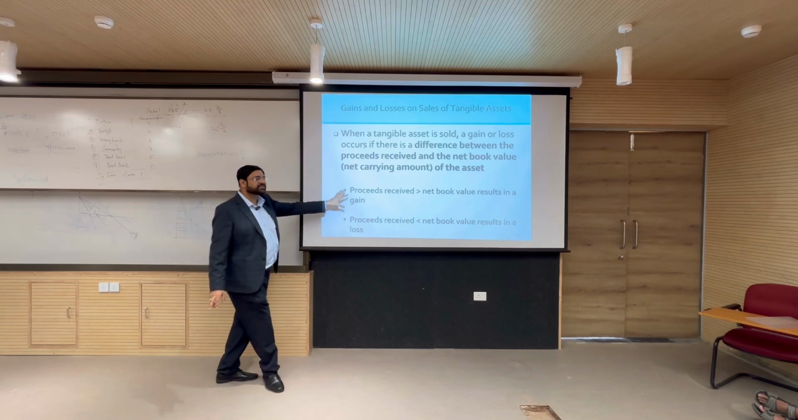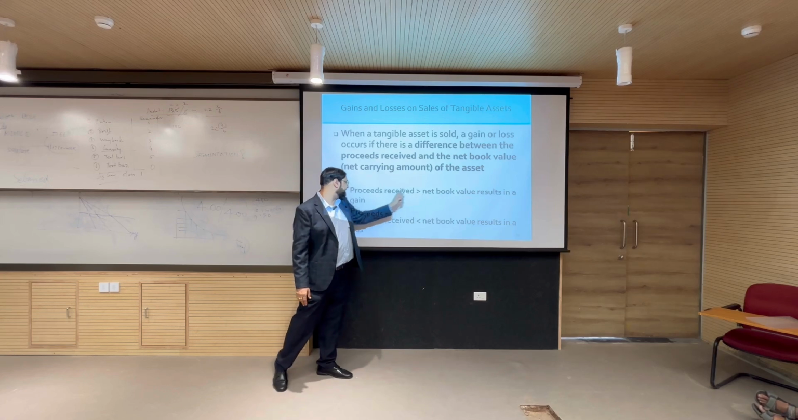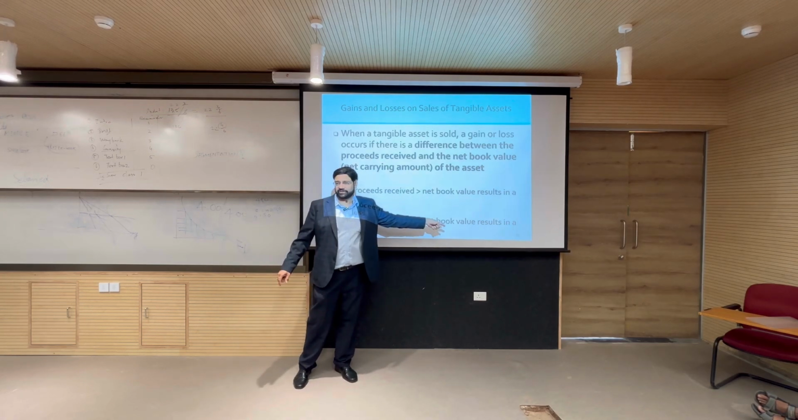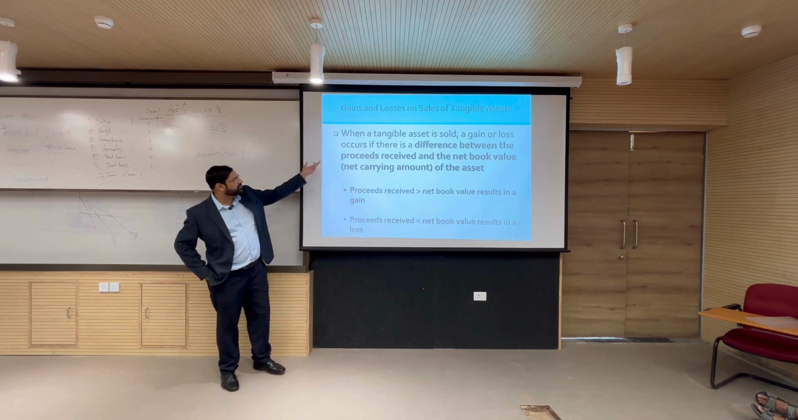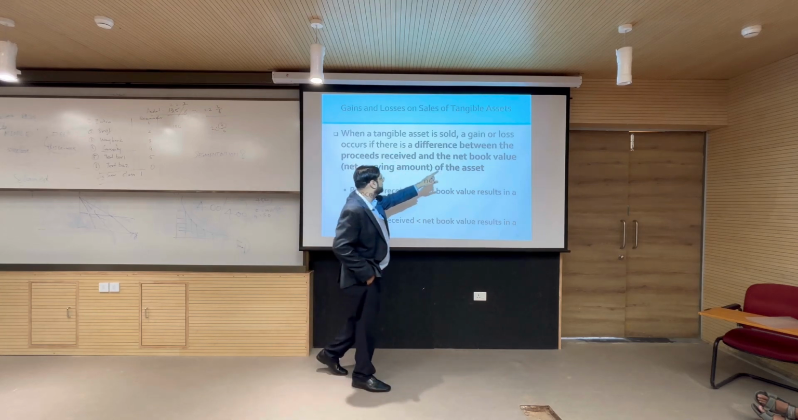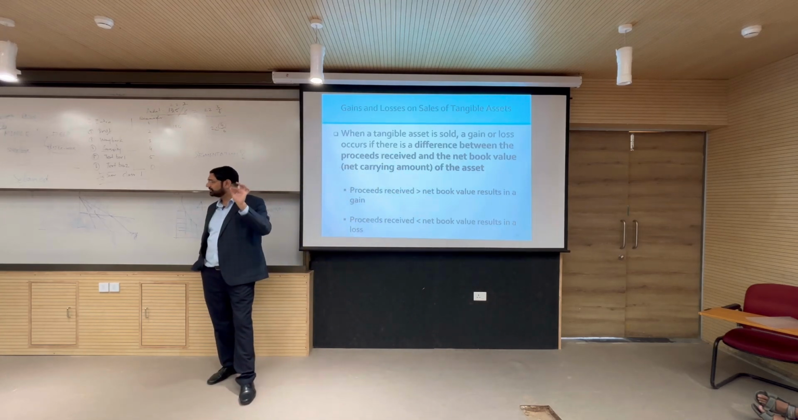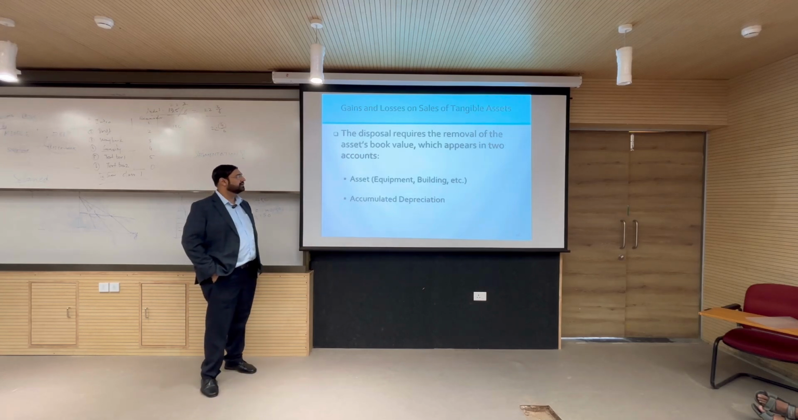So, proceeds received is nothing but selling price. If selling price is greater than cost price, it will be a gain. If selling price is less than cost, and cost is what? Net book value, right? We have already explained it, then it is a loss. And how will we calculate it? Difference between proceeds received, which is the selling price, and the net book value or net carrying amount, which is the cost price, right? That is it. Next. So, let us calculate.